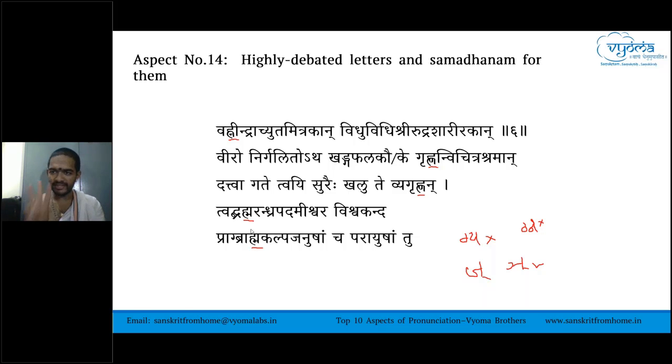This is only for these three letters, na and ma. Only these three letters it is like this. Everywhere else it is like this. Why is it like this? It is because of tradition, Vedic pronunciation. Mostly this is how it is.